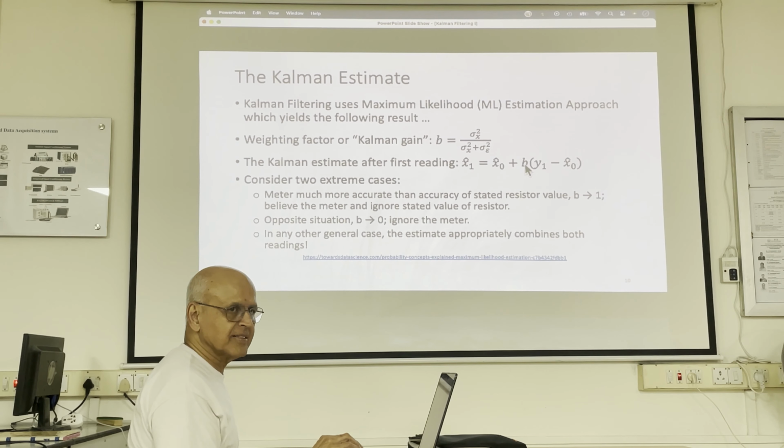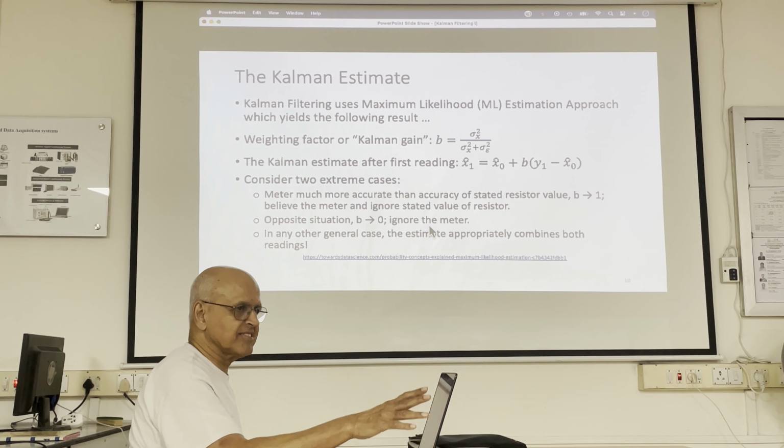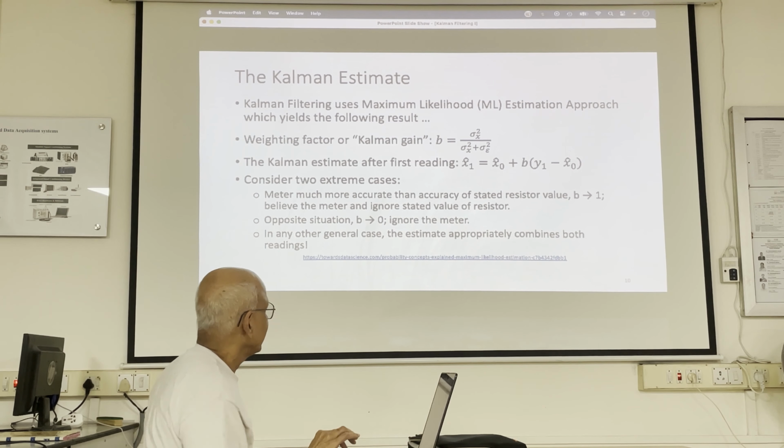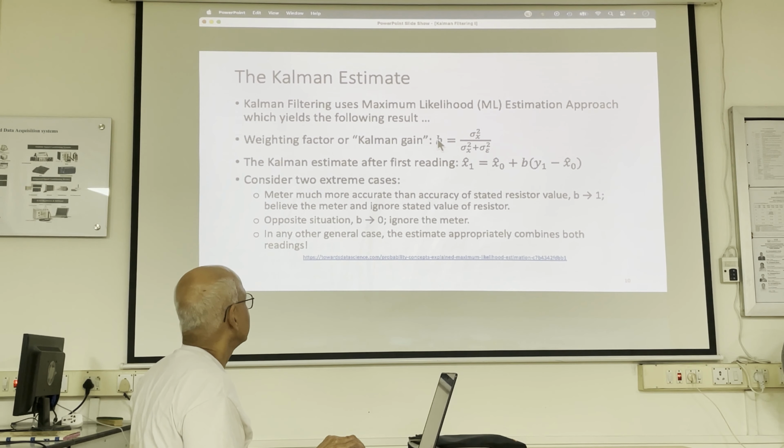Now, if B, the Kalman gain, is 0, and we'll see when it can be 0. If B is 0, then the new estimate is the same as the old estimate, right? When will B be 0? Let's look at this. When I say B is 0, I'm saying ignore the meter. That means don't trust the meter, it's useless. So when would B be 0? Can you tell me from here?